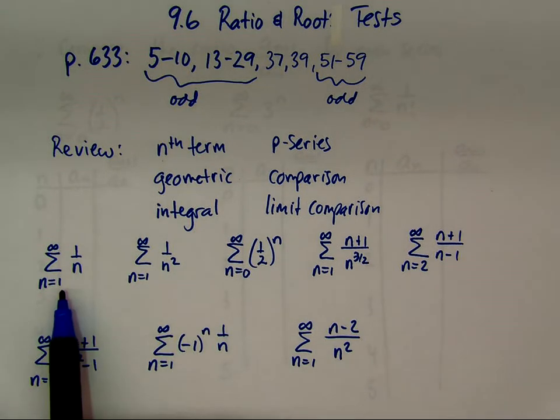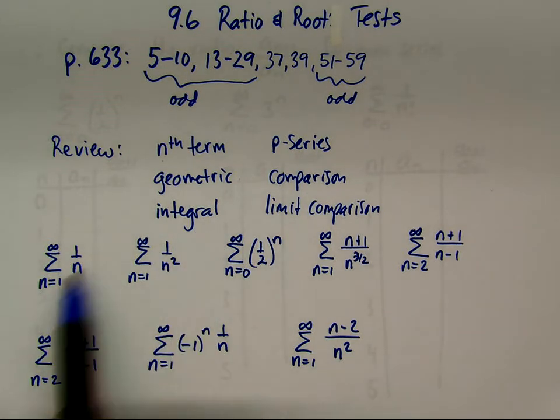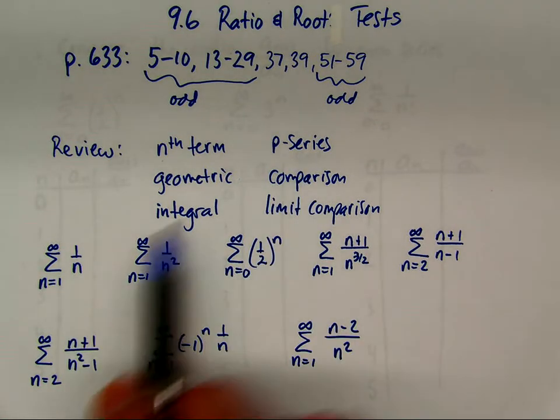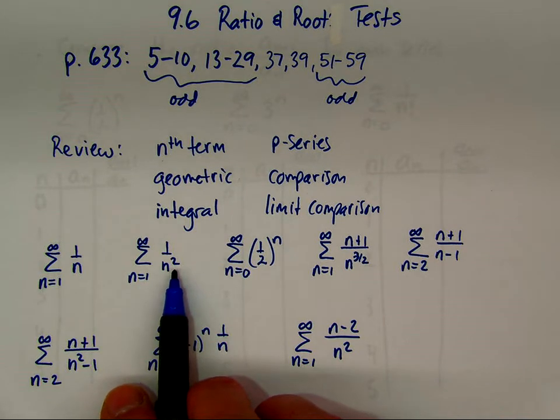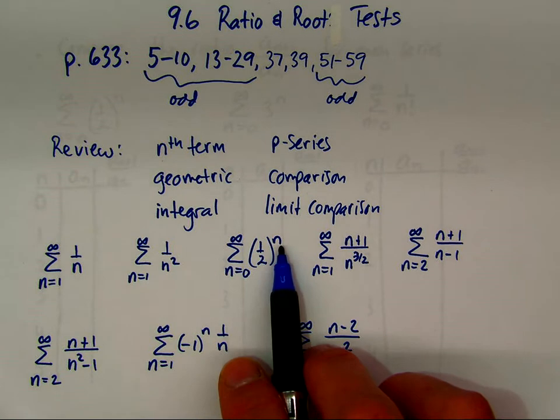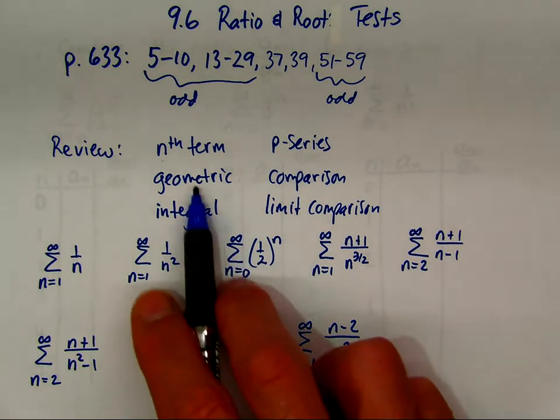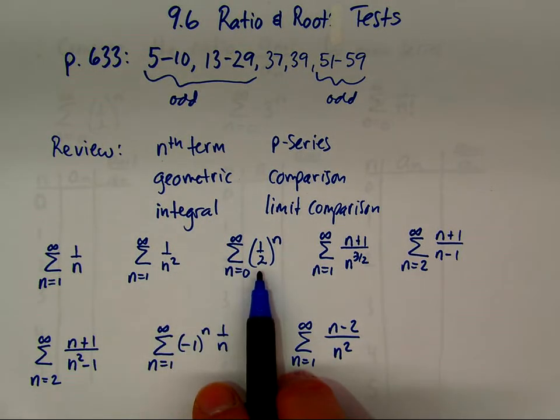So when you look at this one, other than memorizing that it's this harmonic series, it diverges. We could also use the integral test for this. We could use the P-series test also. So looking at this one, it is in the right form for a P-series test, and it'll converge because 2 is greater than 1. And here, when you see an exponential with a variable exponent, consider the geometric series. This is geometric, and the common ratio is between 1 and negative 1, so that will converge.